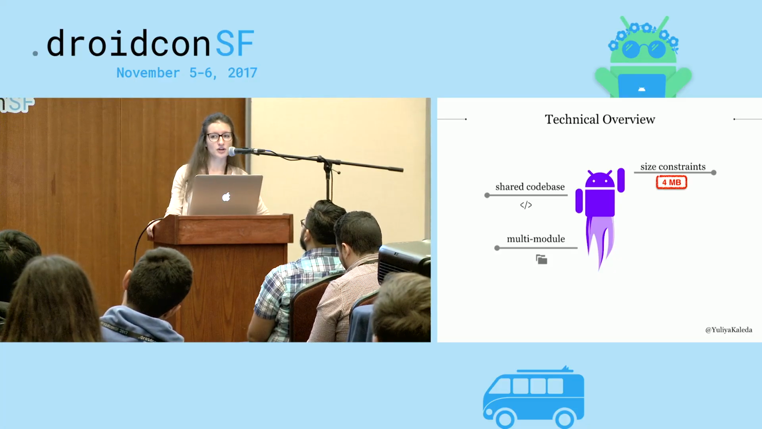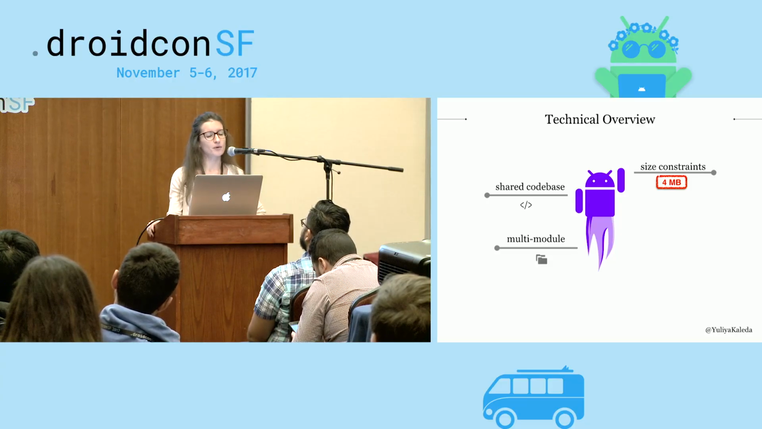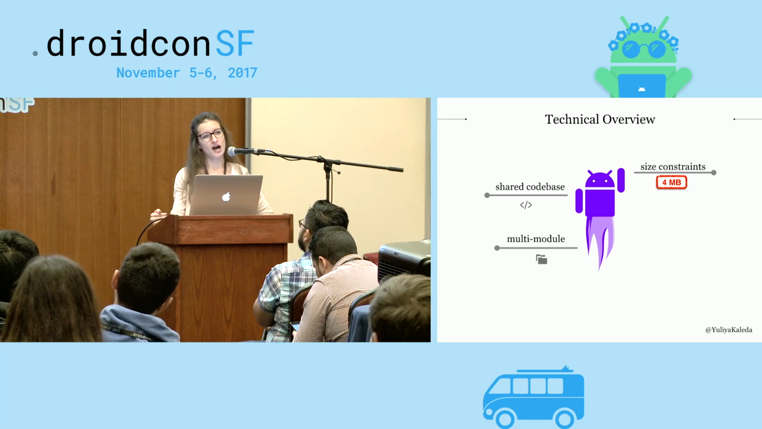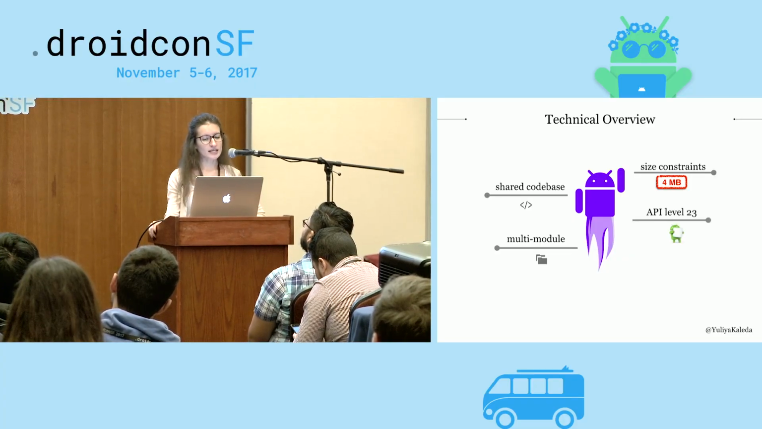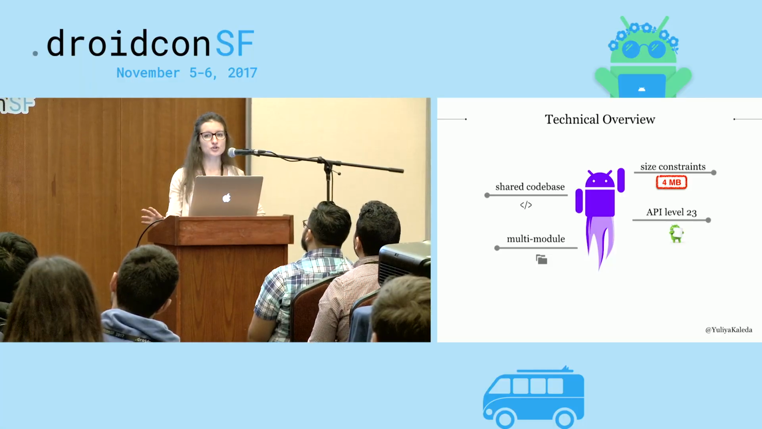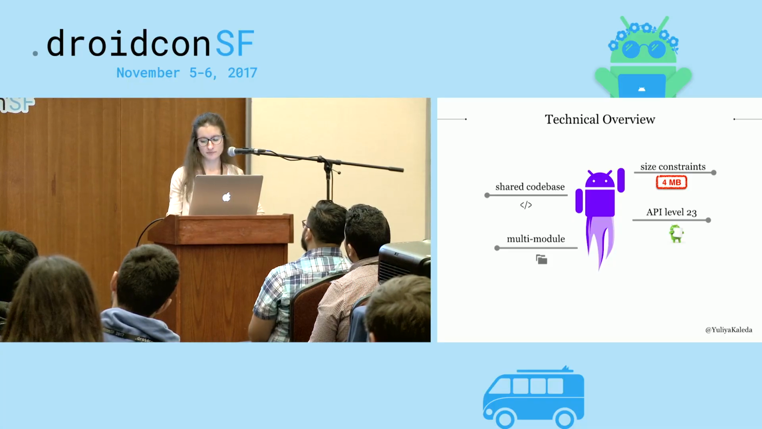And this is actually the situation my team was in when we decided to build an instant app. Our application was a little bit over 17 megabytes, and I didn't believe it could happen. But in the next few slides, I will provide some practical tips on how to scale your application from X megabytes down to 4 megabytes. Currently, instant apps are supported on API level 23 and above. Google is working to support instant apps on lower API levels.